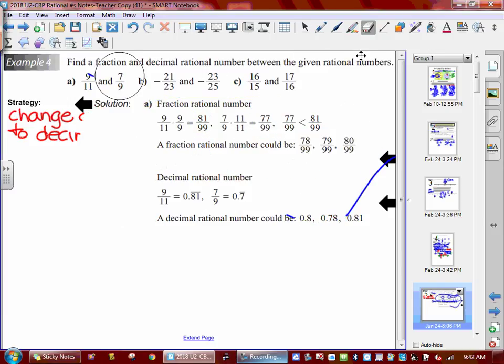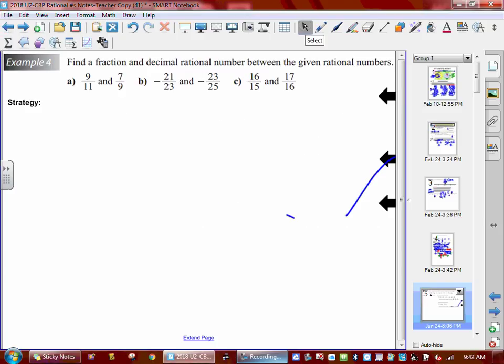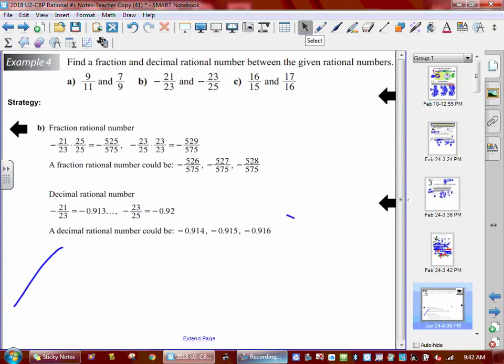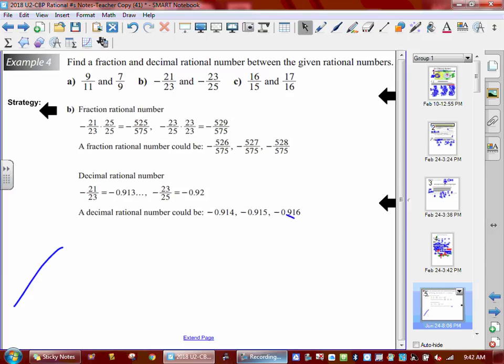Alright, they did the exact same thing to the bottom on B. So, the bottoms, they multiplied the bottoms. So if I multiply 23 over here, I have to do it to the bottom and the top. If I multiply 25 over here, I have to do it to the bottom and the top. And that's what they're showing you they did. So, then they get two new fractions.